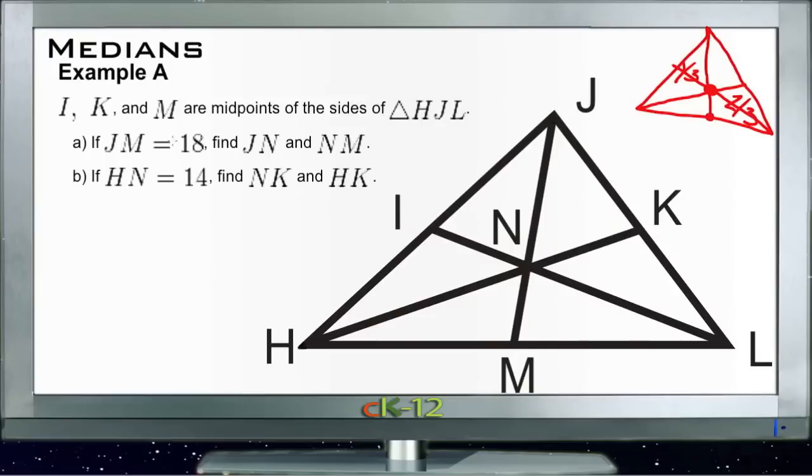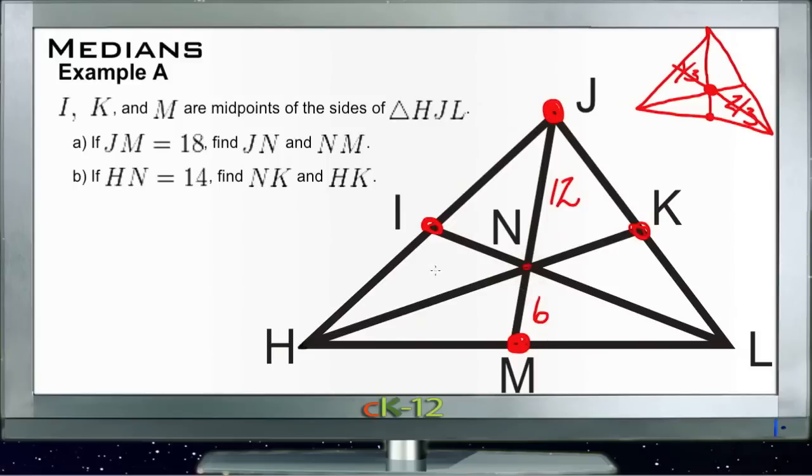Example A tells us that I, K, and M are midpoints of the sides of HJL. We know that JM is 18, so this whole side from J to M is 18 units, and we need to find JN and NM. So JN would be 2/3 of 18, or 12, and NM would be 1/3 of 18, or 6.